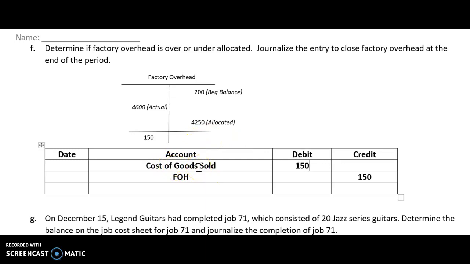If my numbers were way off, and this was a big number here, then I would probably go back in and figure out what is causing it to be off by so much. Is my rate, is that $5 number, off? Or is my estimated versus actual too far off? And I would make adjustments accordingly. But for this class, you will close factory overhead to cost of goods sold.